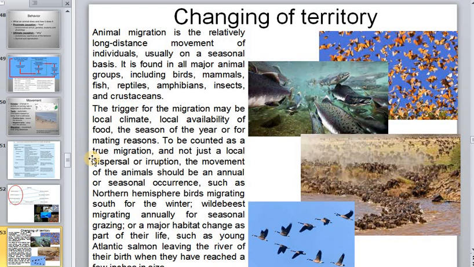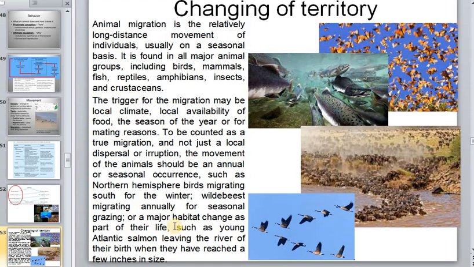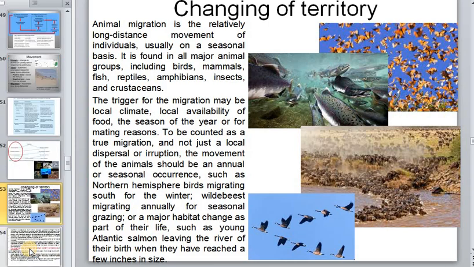To be counted as a true migration and not just a local dispersal or eruption, the movement of the animals should be annual or seasonal, such as the northern hemisphere's bird migration, where birds move long distances for the winter, or involve a major habitat change as part of the life cycle, such as young Atlantic salmon living in a river after their birth, then, when they have reached a few inches in size, moving on.